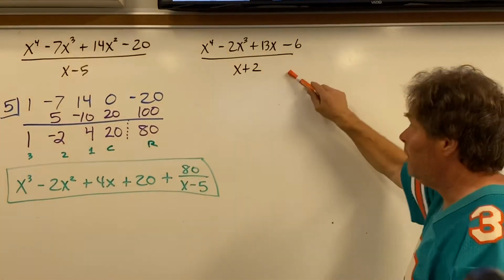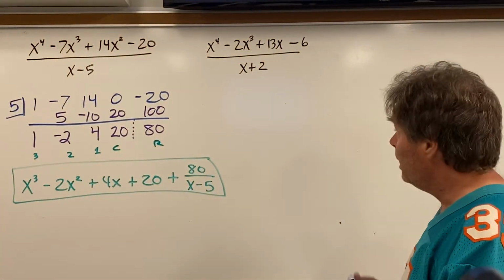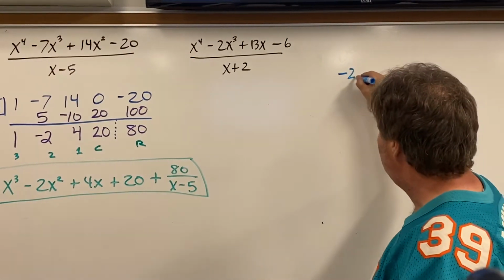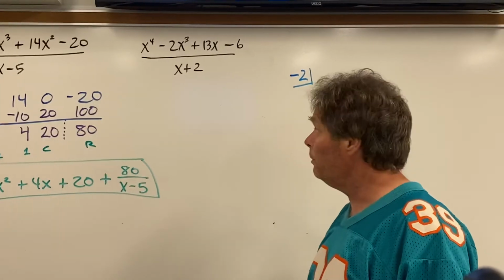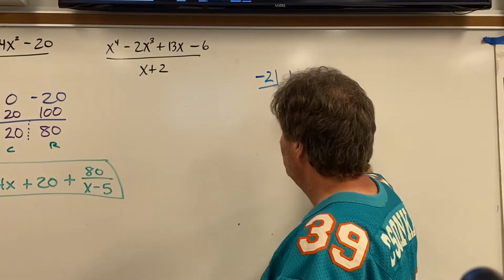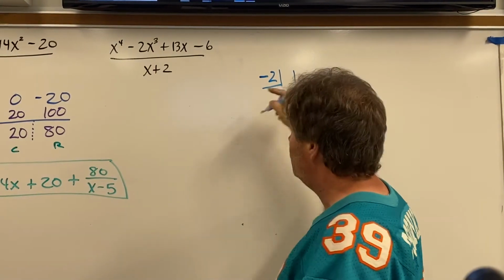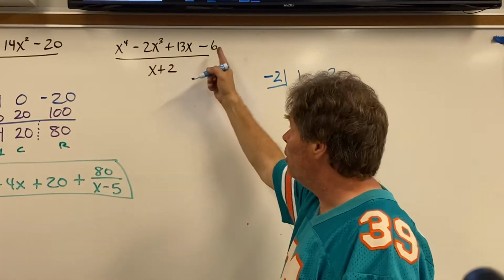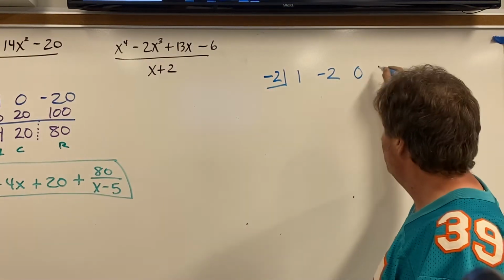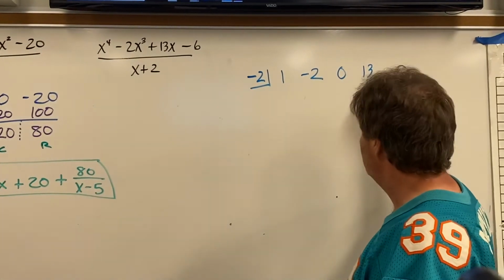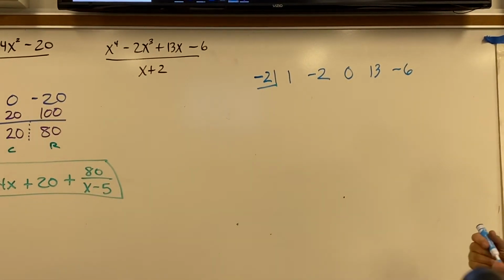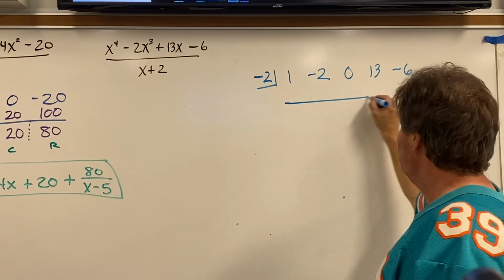So this guy right here. Okay. X plus 2, right? The root that goes with that is -2. Okay. Then I put 1x to the 4 minus 2x to the third. Uh-oh, there's no x squared term. Don't forget the 0. 13x minus 6. Notice I only put the numbers. I don't put any variables there. And then leave a little space.